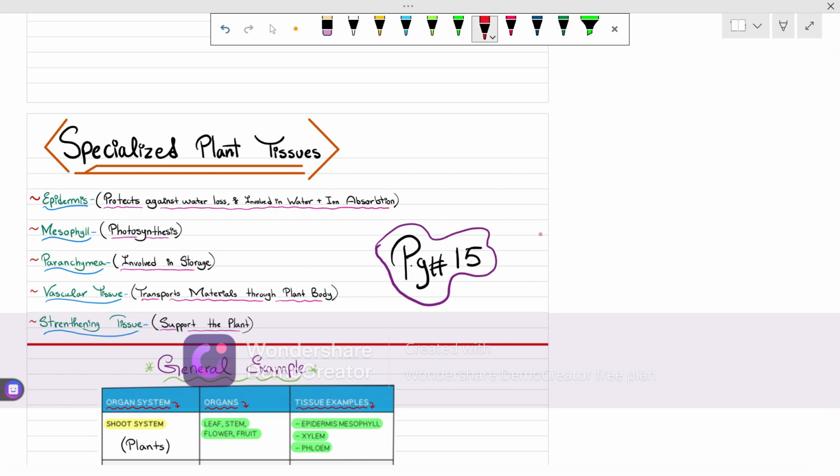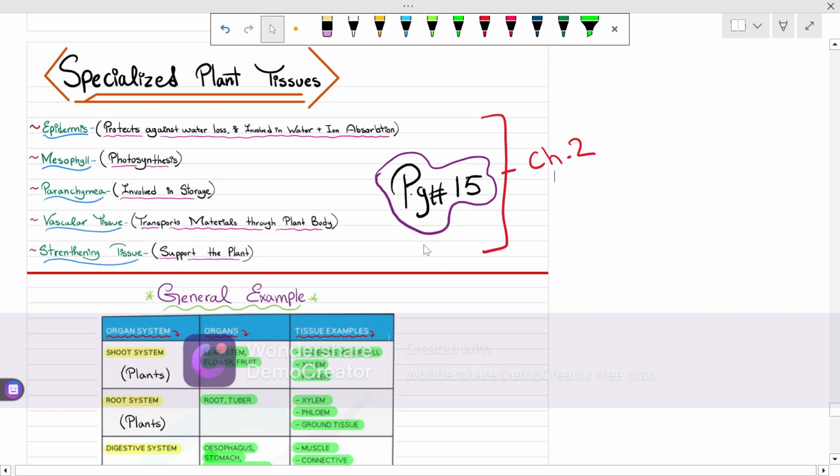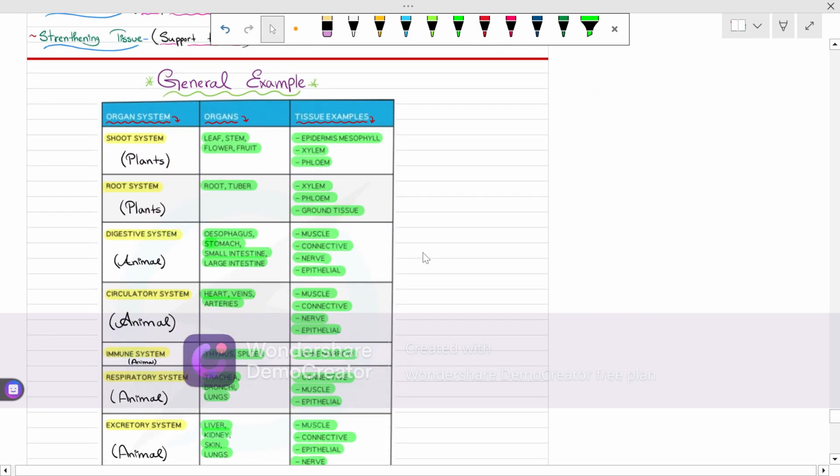Specialized plant tissues, again, we're going to skip this part. We're not going to discuss it because in the new syllabus, this is not important, though you can read this if you want for general information.